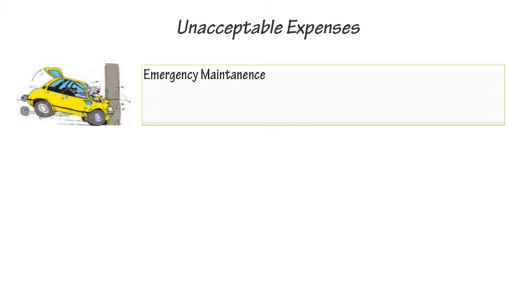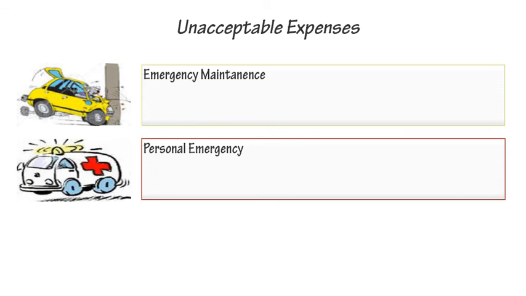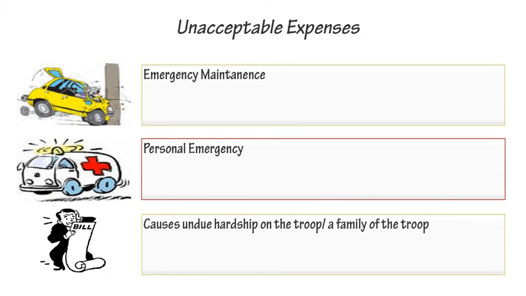If you get a flat tire on the way to camp, that's a personal cost. If you injured yourself on an unrelated adventure and are in the hospital, this is a personal emergency and is also an unacceptable expense. Leading a Girl Scout troop or group should never cause undue hardship on a family or a troop budget. Plan carefully and discuss troop finances with girls, parents, and other leaders on a regular basis.